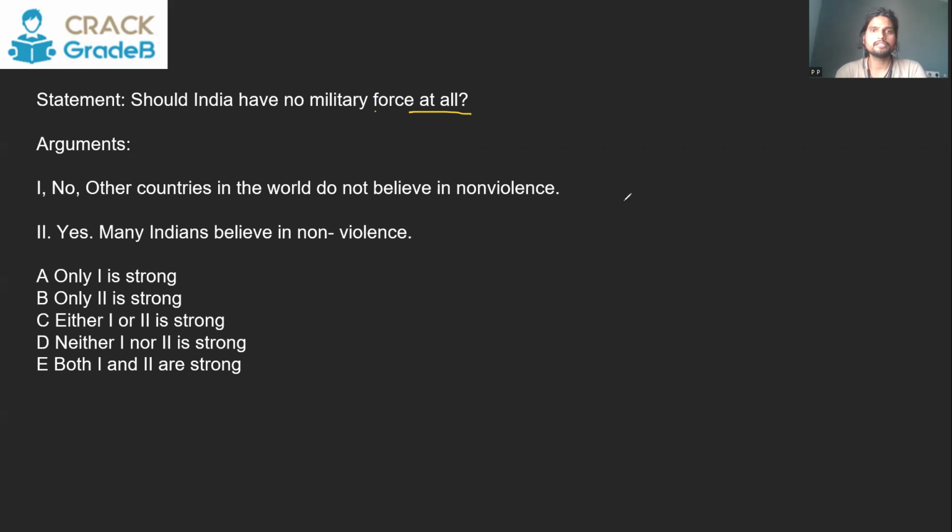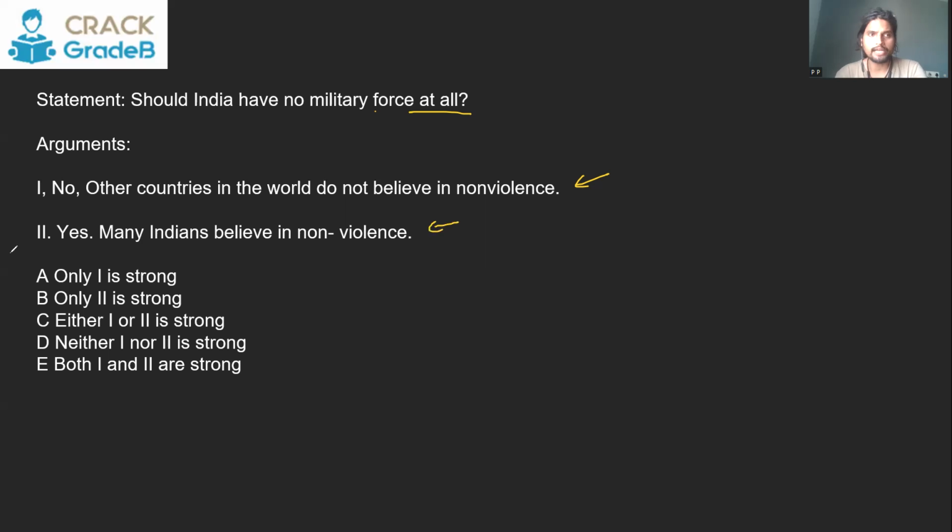So no, that is not a strong argument. It could be an argument, but it is not a strong argument. Whether other countries believe in non-violence or violence should not affect our decision about having our own military or not. Second, yes, many Indians believe in non-violence. As you can see, the second statement is already not a strong argument. Because many Indians believe in non-violence, we should not have military force at all? What about the rest of the Indians? So it is not at all a strong argument.